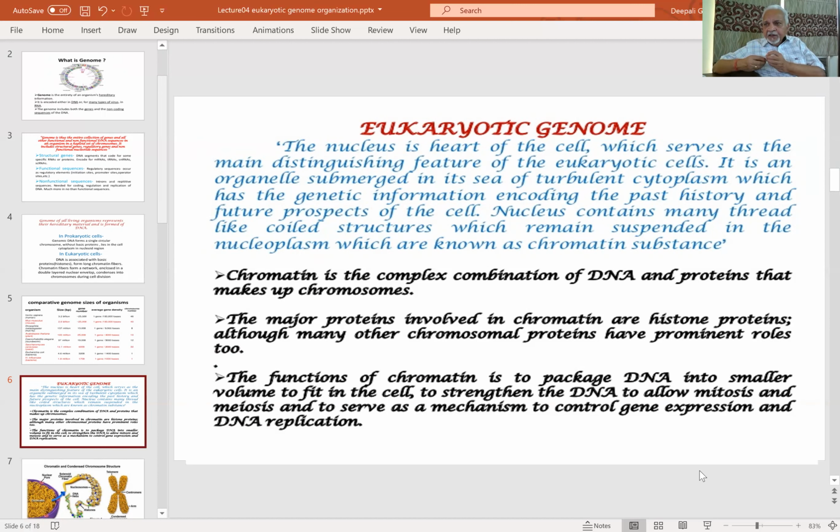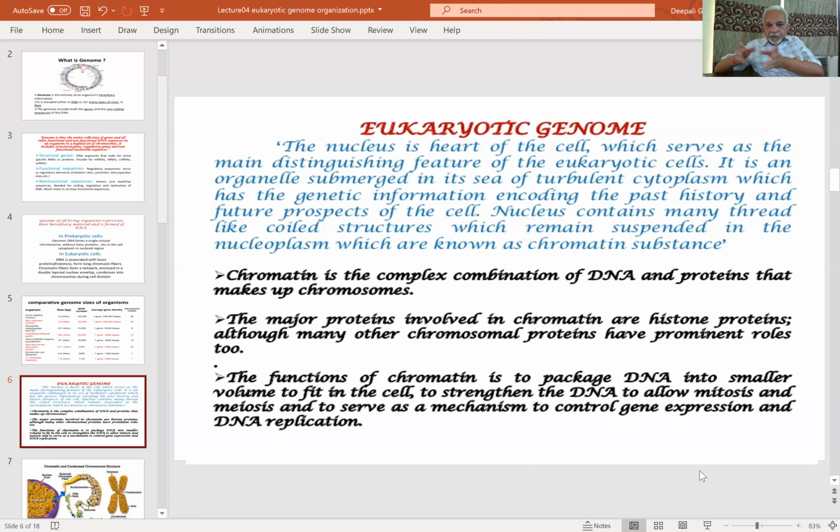Basically, the function of chromatin is the packaging of DNA into chromosomes and allowing it to carry on with its functions, like replication of DNA and the expression of the genes, or controlling the gene expression. So chromatin facilitates all this.